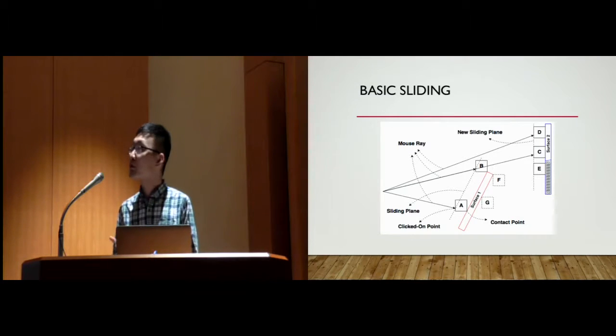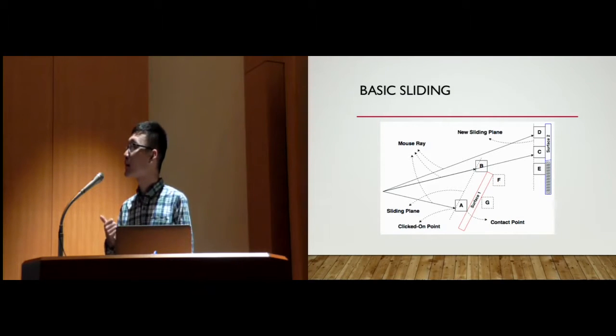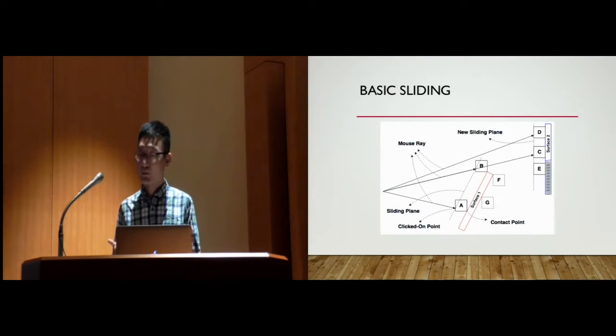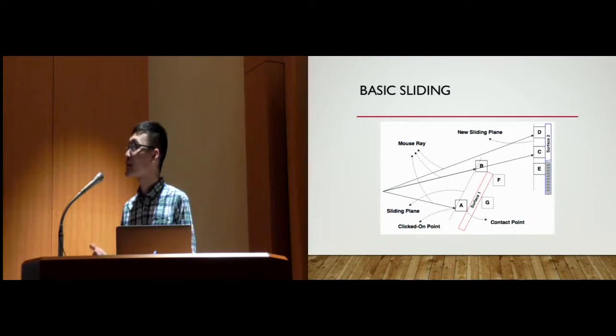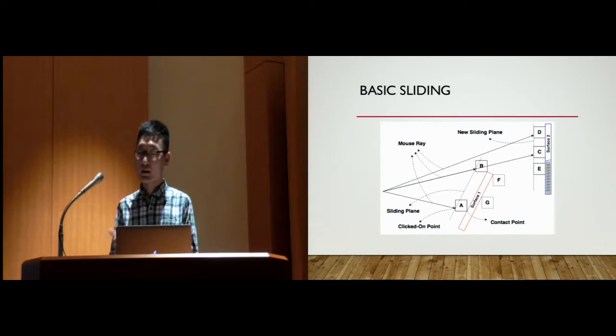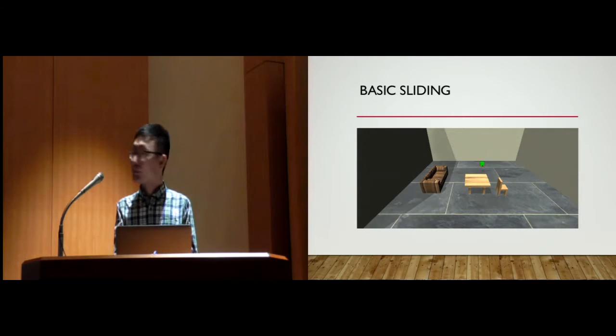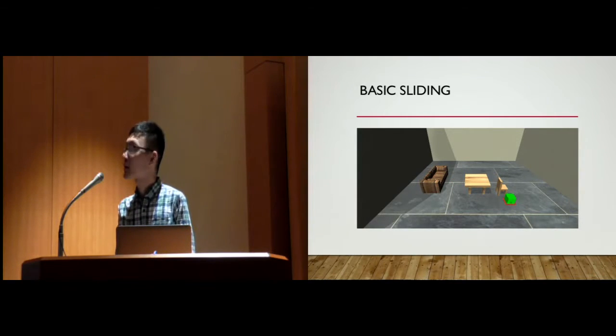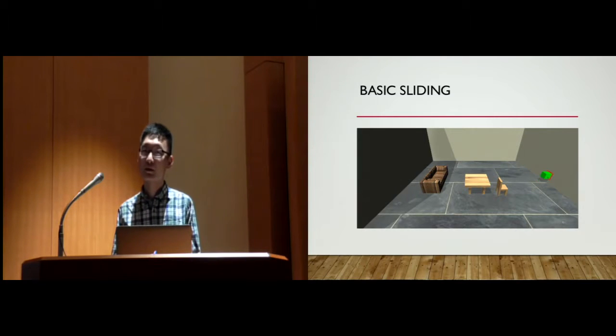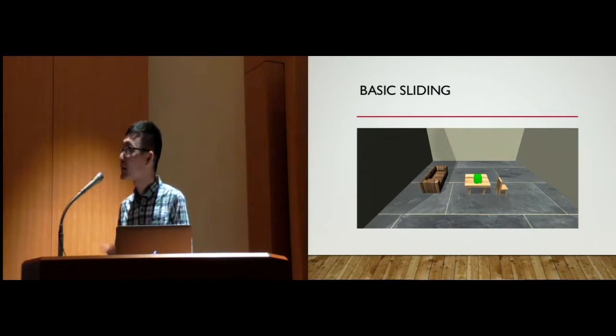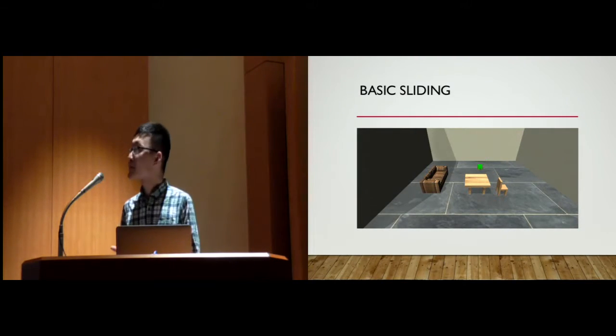If the user keeps moving the cursor downwards from position E, the object will become completely invisible because it will be occluded by surface 1. In that case, we pop the object to the front, so the user can see the object again, and then the user can keep sliding the object on surface 1 again. This is a video that shows basic sliding. With basic sliding, the object slides on the surface behind it, and it is popped to the front if it becomes completely invisible. This is essentially a re-implementation of the work from 2005.